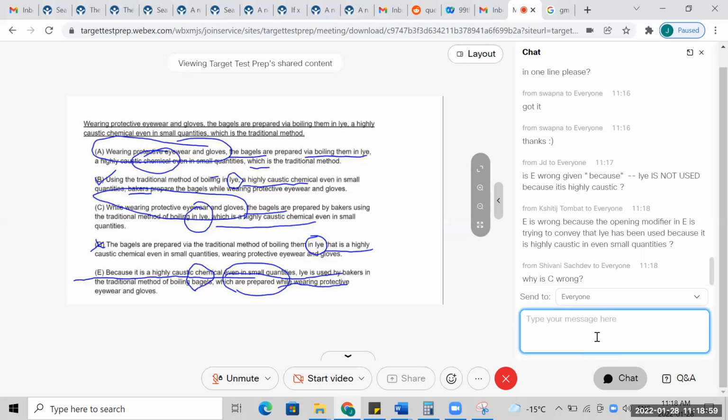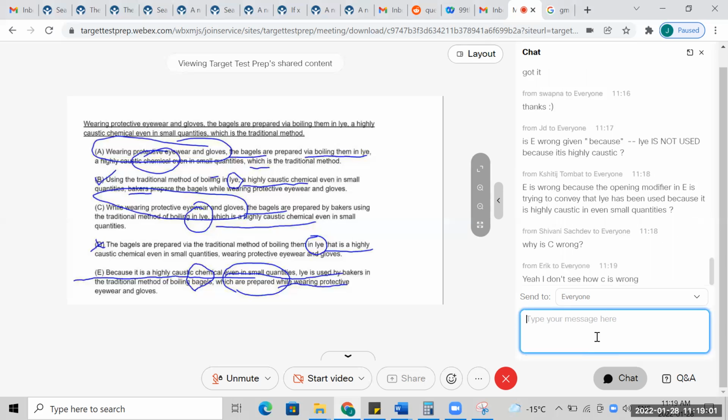Someone said, why is E wrong? Because it's basically saying while wearing protective eyewear and gloves, bagels do the following. So it implies that the bagels are wearing the protective eyewear and gloves. Okay, let's move on. Let's step it up a little bit.